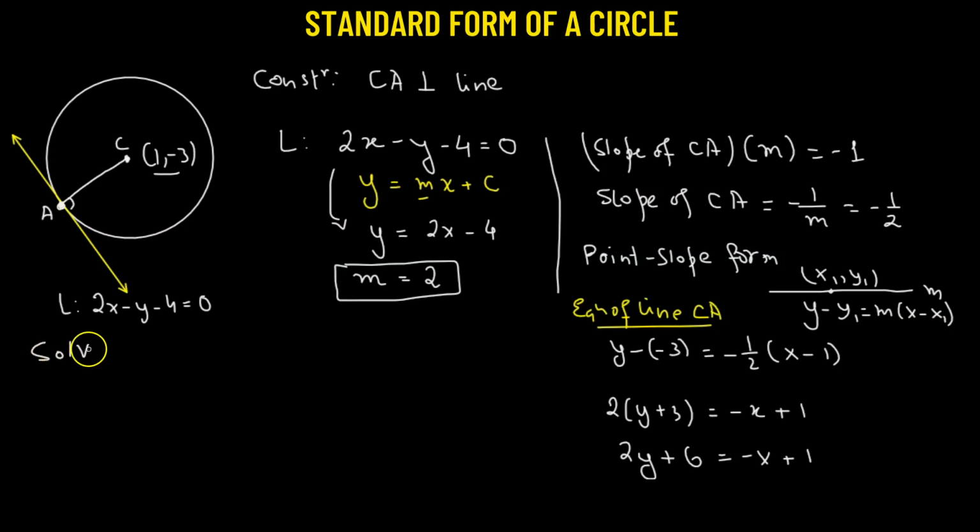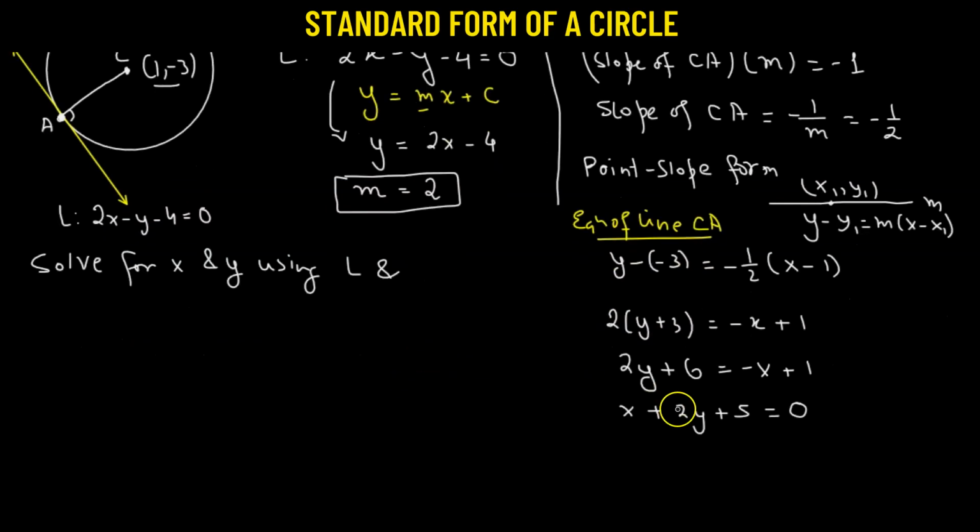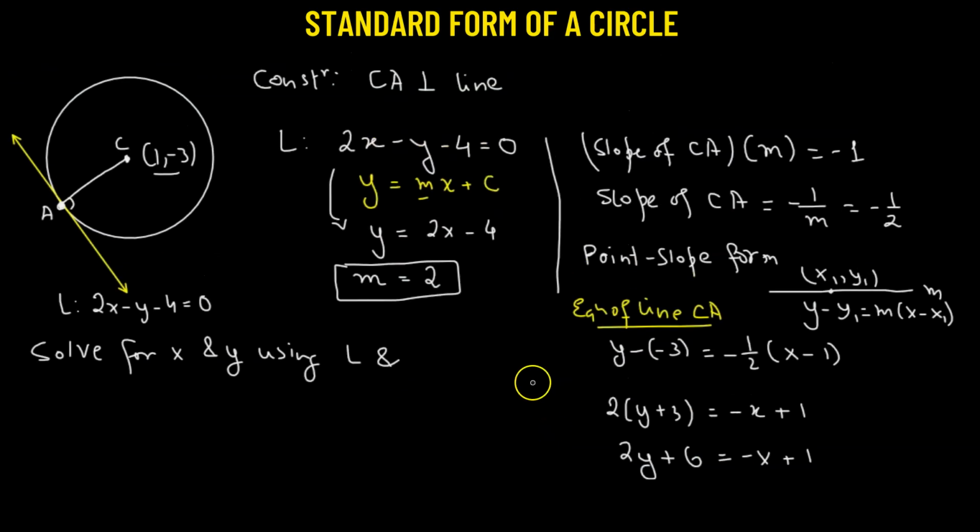So all we have to do is solve for x and y using the equation for line L and the equation for CA. So CA came out to be x plus 2y plus 5 equals 0. So let's do that quickly. That's a very simple problem.